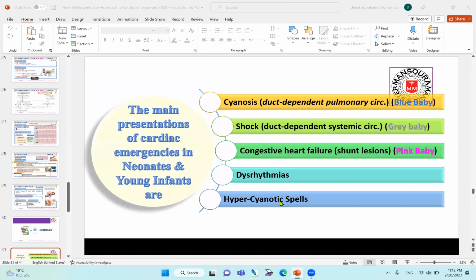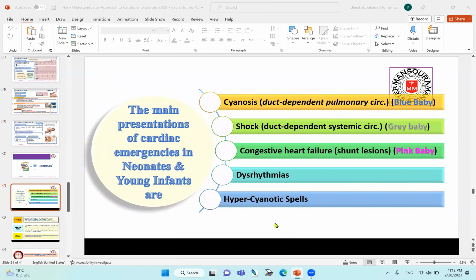Summary: the main presentations of cardiac emergencies in neonates and young infants may be cyanosis in cases of duct-dependent pulmonary circulation, and we call him a blue baby. In duct-dependent systemic circulation, he is a gray baby. Congestive heart failure, like in shunt lesions, is the pink baby, and may present with dysrhythmias or hypercyanotic spells.